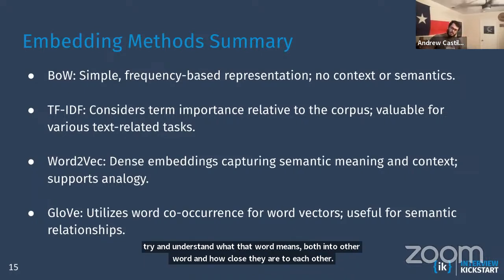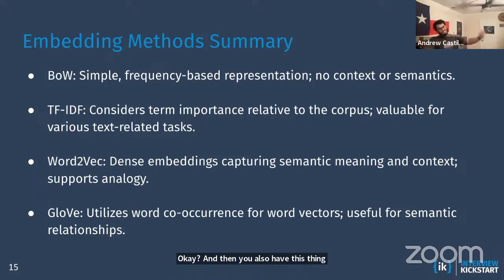Then there are two other methods similar to word2vec, called GloVe and fastText. With GloVe, all we're doing is trying to understand co-occurrences and predict the number of times those co-occurrences occur.